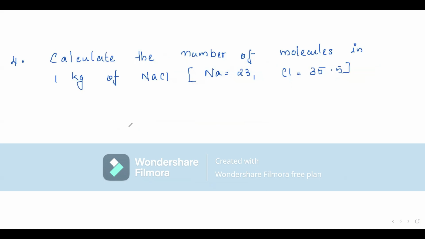Calculate number of molecules in 1 kilogram of NaCl. So again, this is a relation between mass. The moment you see mass, write RMM. RMM is compared with the number of molecules. What is the RMM of NaCl? 23 plus 35.5. So we need to now add it. 23 and 35.5 will be 58.5 grams.